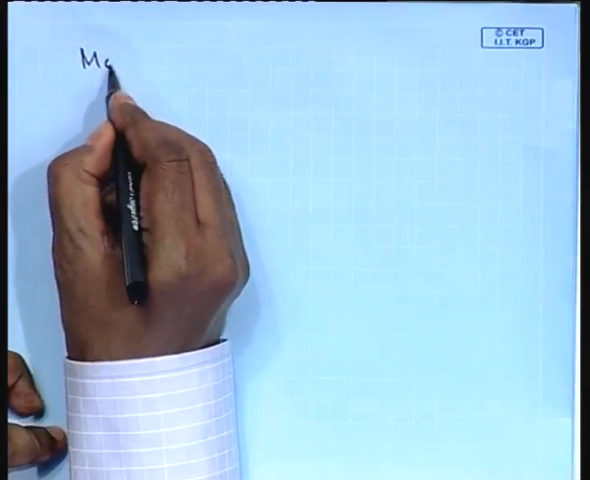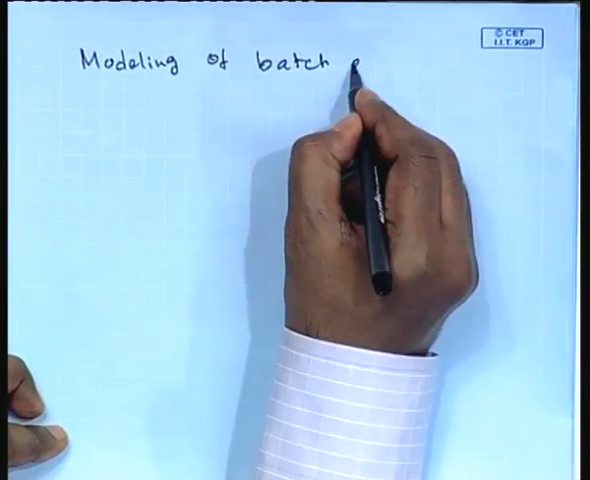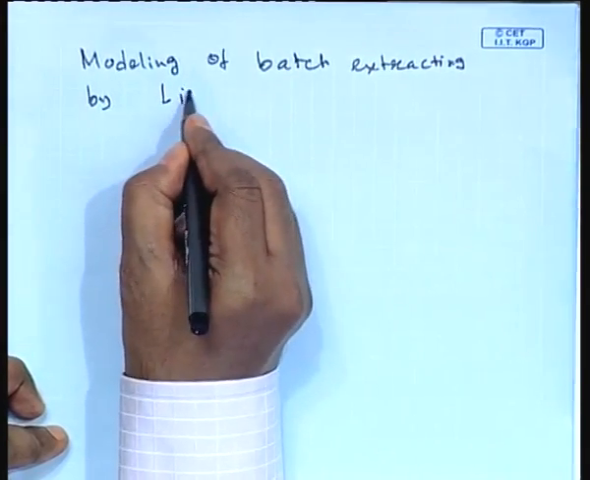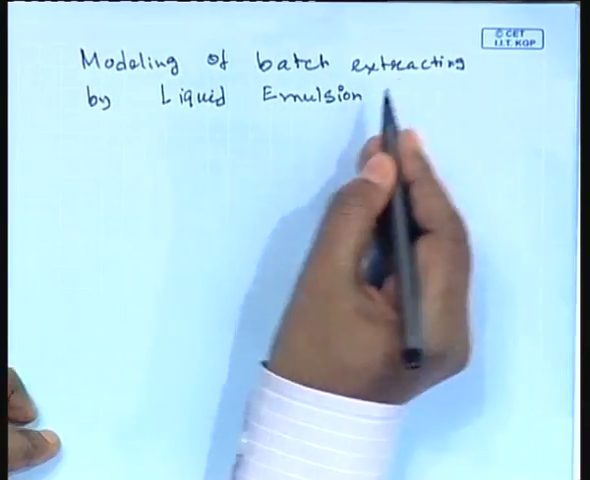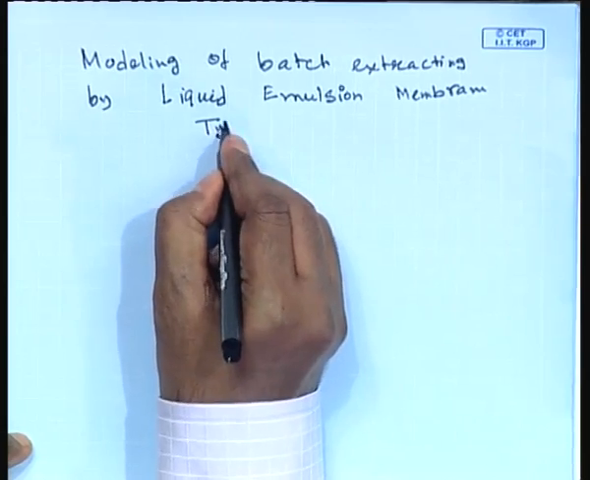Now, what we will be doing in this class: we began the initial things of the modeling of type 1 facilitation, which is most common in liquid emulsion membranes. We will do it once again and finish the modeling of this type of facilitation. So, we will look into the modeling of batch extraction by liquid emulsion membrane, and mainly we will be talking about type 1 facilitation.